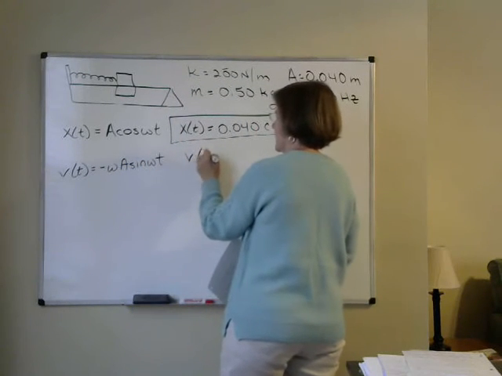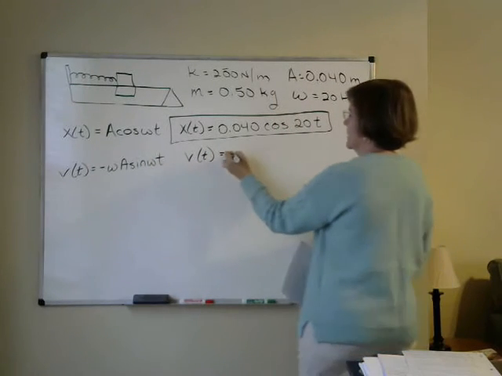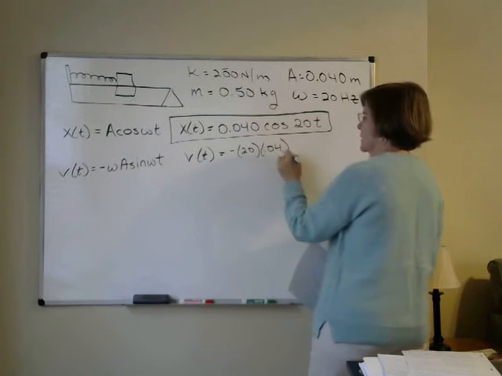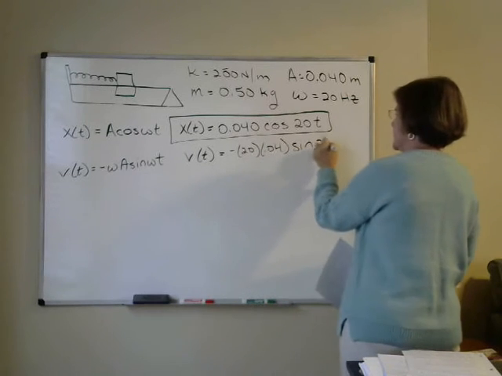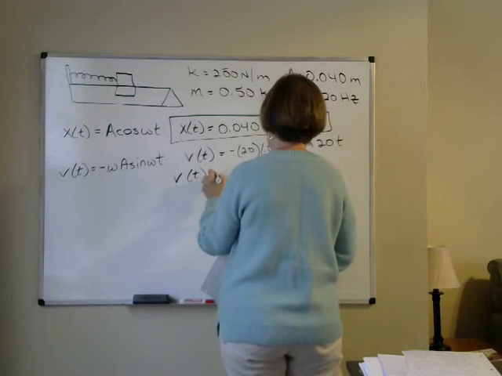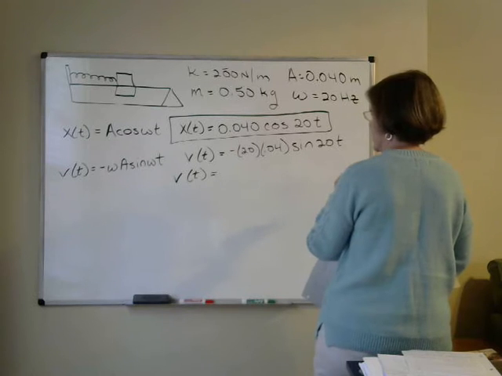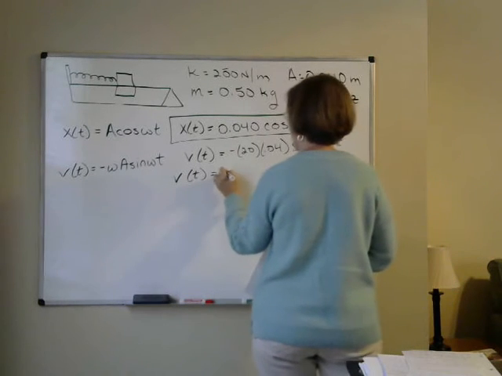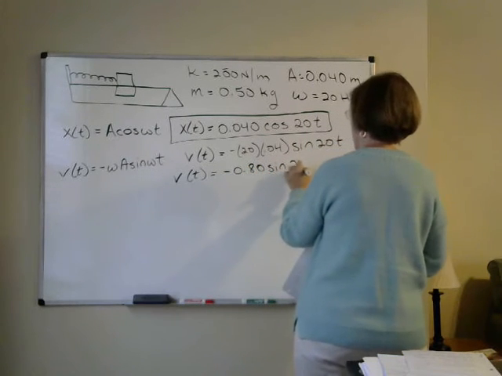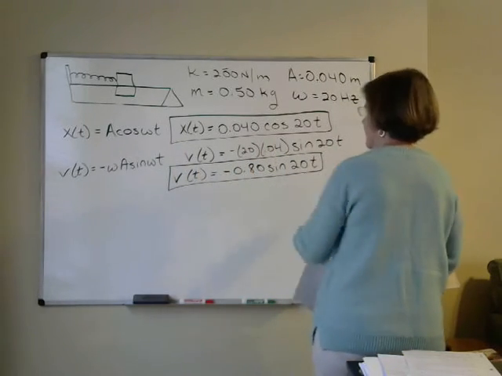So for velocity, we have to do negative omega, so negative 20 times that 0.04 sine 20t. It's going to be 0.8, so negative 0.8.